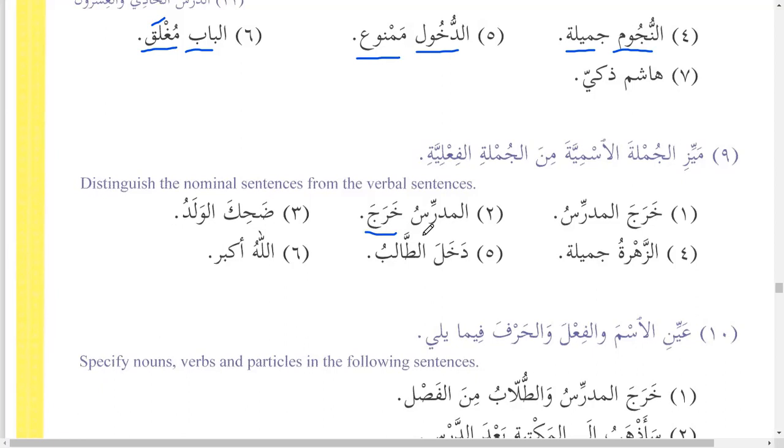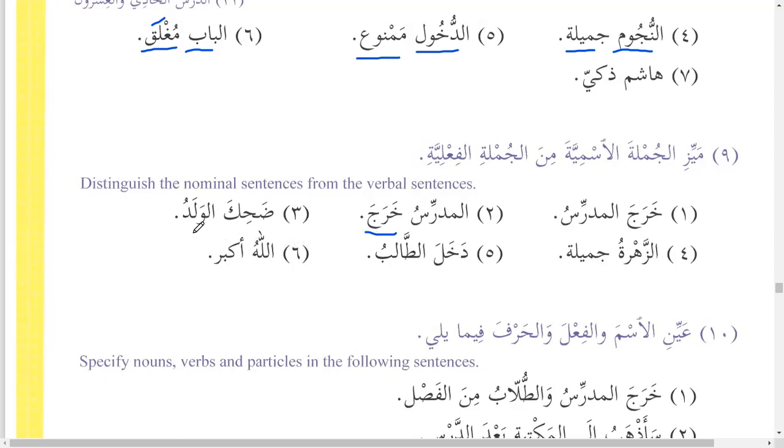So if it's al-mudarrisuna, then what will be the khabar? Kharajuna. خرجوا. Kharaju, sorry. Kharaja, kharaju. Wawul jama. So kharaju. Al-mudarrisuna kharaju. Okay, ضحك الولد.